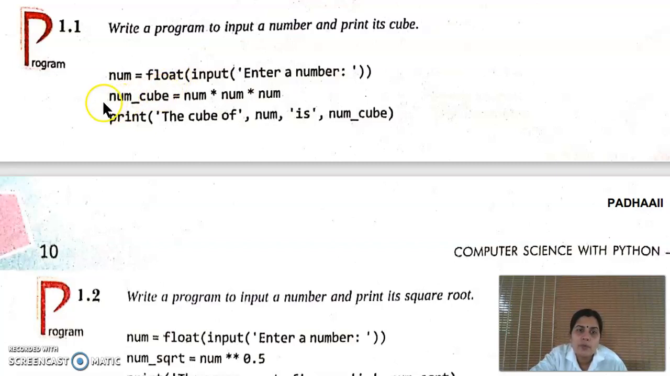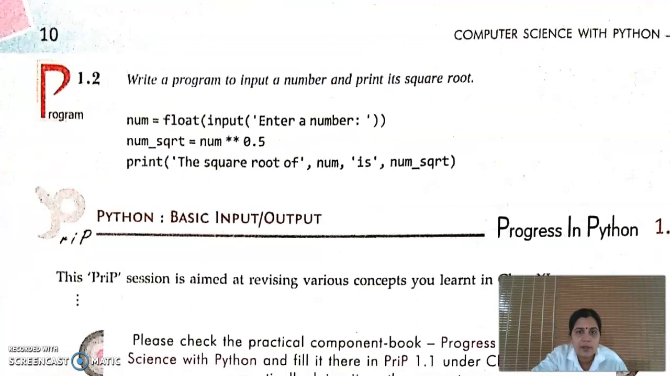To find the cube, we are declaring another variable equal to this number that we are inputting. That means num star num star num. Then the result is the cube. So this is a simple program to find the cube.